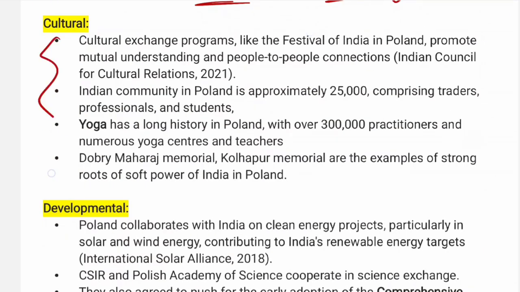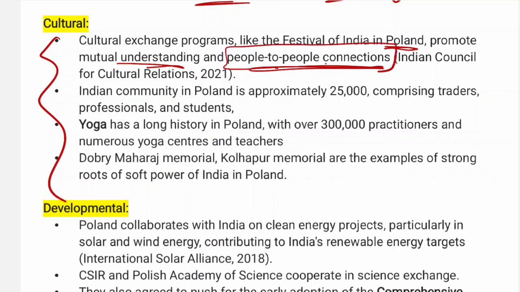From the cultural point of view, if you see, there are very significant relationship between the India and Poland. Take example like the festivals of India are celebrated in the Poland, which promote mutual understanding and people to people connection.